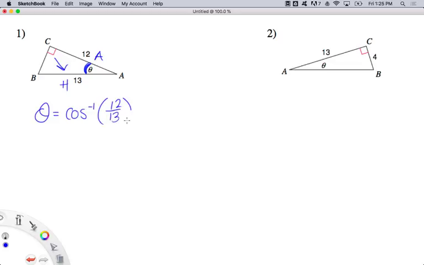You see why that memory trigger helps you? Solving for an angle, inverse. Okay, so now I just set it up. Theta equals inverse cosine of 12 over 13. One step. Theta equals 22.62 degrees. And I'm done. Go ahead and solve for number 2 on your own.